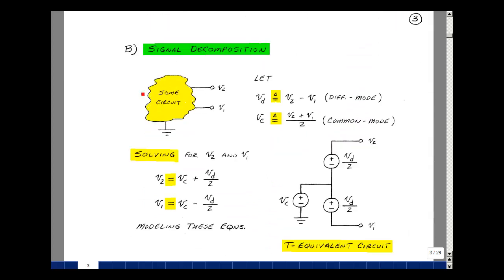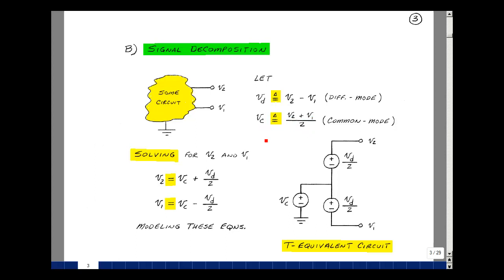Suppose I have a circuit that has two terminals. I'll label them V1 and V2. Let me define the differential mode signal as the difference of the two. So I'm arbitrarily going to take V2 minus V1, and we'll stick with that notation throughout the course. Let me next define the common mode signal as the average of the two. In other words, add up V1 and V2 and divide by 2.